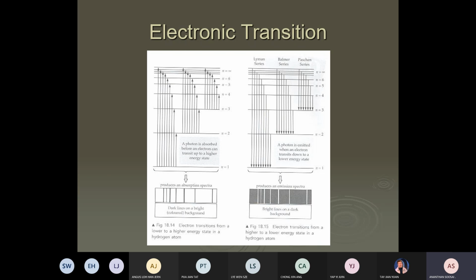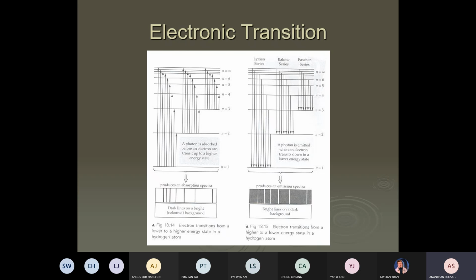Here, very difficult to tell. You only can find the longest. Shortest should be somewhere here. I'm not sure. Okay. So the longest here, we can get the shortest wavelength. This should be the shortest wavelength, right? That's the greatest energy. Okay. Big energy difference leads to the greatest energy, smallest wavelength. Okay.